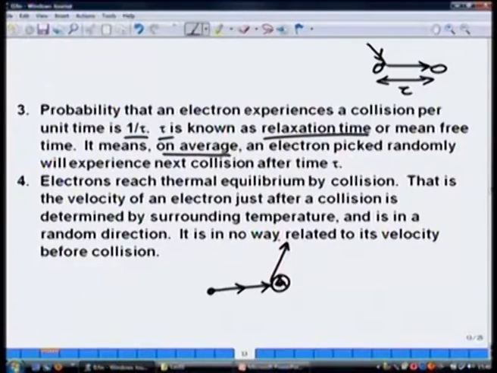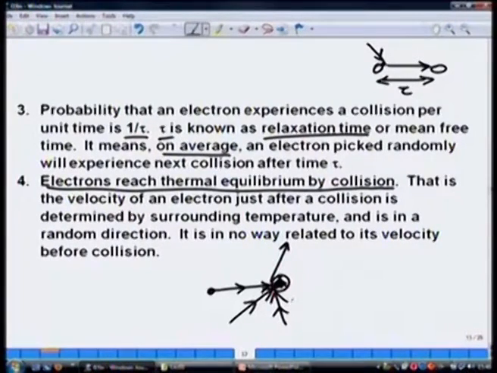So, this is the assumption Drude makes, that electrons reach thermal equilibrium by collisions. That means, when it comes and hits, then it thermalizes, thermal equilibrium is attained by this process itself. What does that mean? That means that the velocity of an electron just after collision, immediately after the collision, is dependent only on the surrounding temperature. It depends on the surrounding temperature, and therefore, it emerges in a random direction. It could go in any random direction. It does not matter if the electron was coming from here or like this or like this. It does not matter from what direction it came and collided.